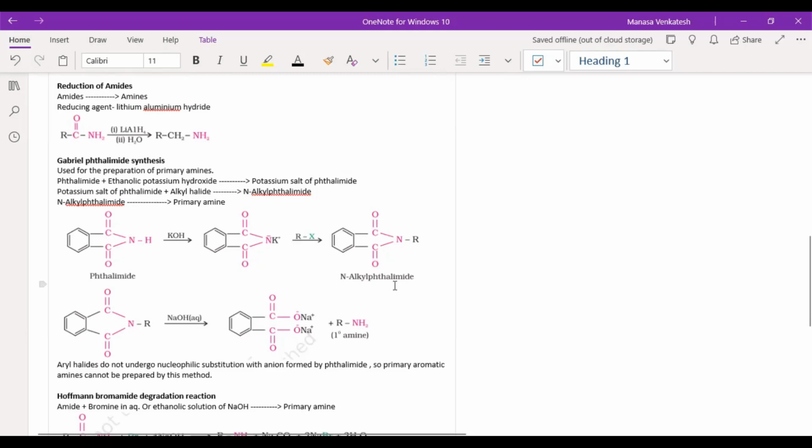Now, this N-alkyl phthalimide is undergoing a reaction with NaOH, and this leads to the sodium salt of phthalic acid and a primary amine. So this again can be reused. So it's not going to get wasted. It gets reused for the same reaction over. And the important thing you need to remember is the aryl halides will not undergo nucleophilic substitution reaction. So they will not undergo this particular reaction. So we can't synthesize aryl amines with this method.